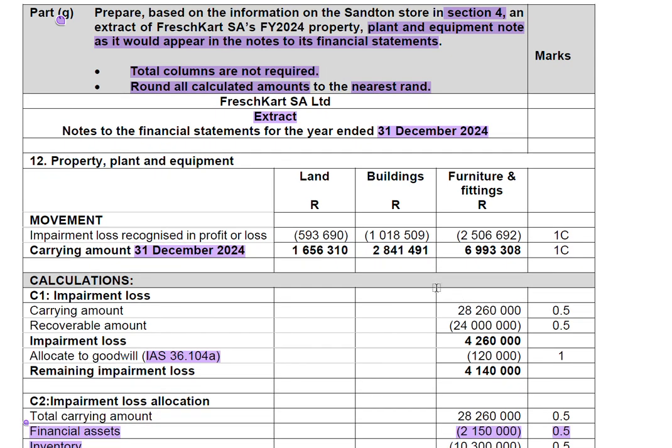So in our suggested solution, we have the extract of the note, and then we have the calculation. We're going to start by looking at the calculation and understand what we have in it. Once we understand the calculation, then we'll be able to move up and do our financial statement, or the extract for the note of PPE.